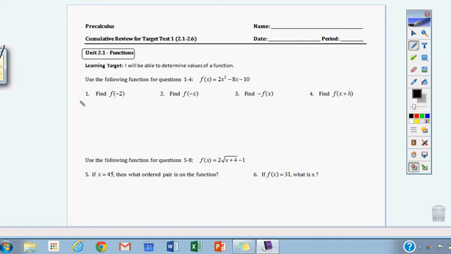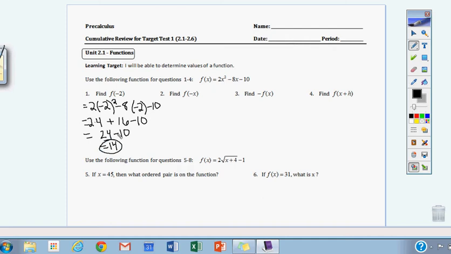On this one, you literally have to put in a -2 for x. So to evaluate this, you take 2, and just be very careful with your replacements and your order of operations. So -8 times -2 minus 10. Remember, order of operations: you don't multiply these first, you do the exponent. So this is going to be 2 times +4 plus 16 minus 10. So we have 8 plus 16, which is 24, minus 10, and we get the answer 14. So just watch your math there.